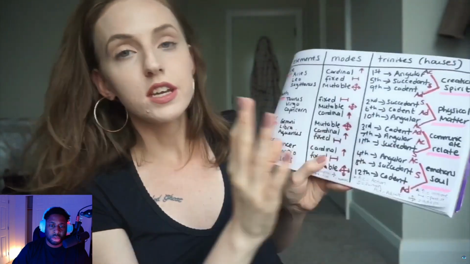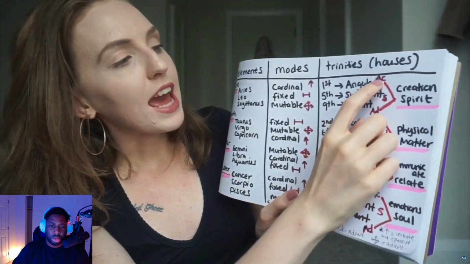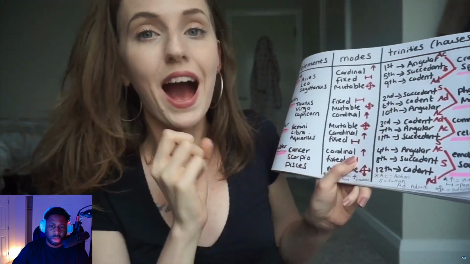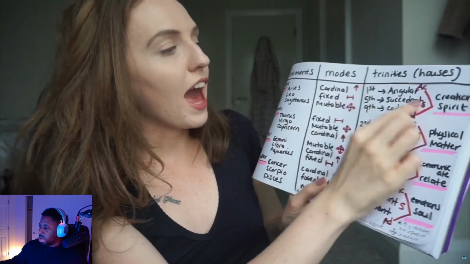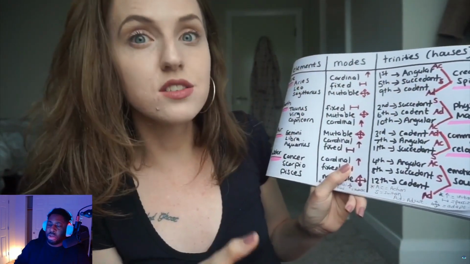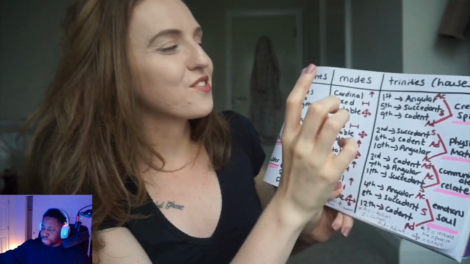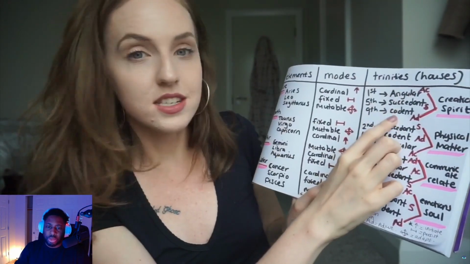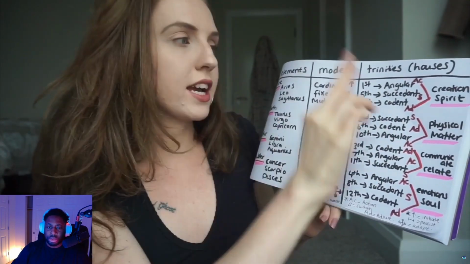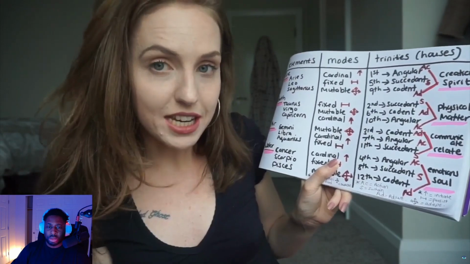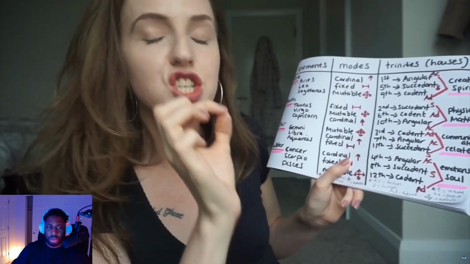And the way I've done it, to remember them, is I've done an AC, which is to show action. Angular houses are action. Then I've done an S for the succeeding houses to suggest sustainment. And then for the cadent houses, I've done an AD. So instead of AC for angular, we're doing AD for cadent, because cadent houses are about adjusting.